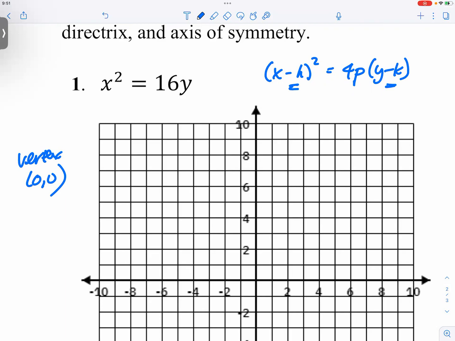The x is squared, that means it must be a vertical parabola. If x is squared, it must be a vertical parabola. But is it opening up or opening down? It's opening up because the p-value is positive.